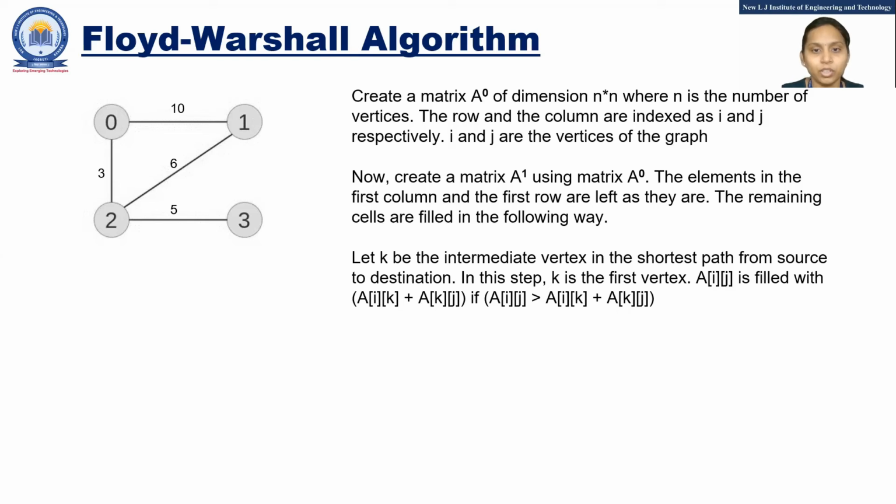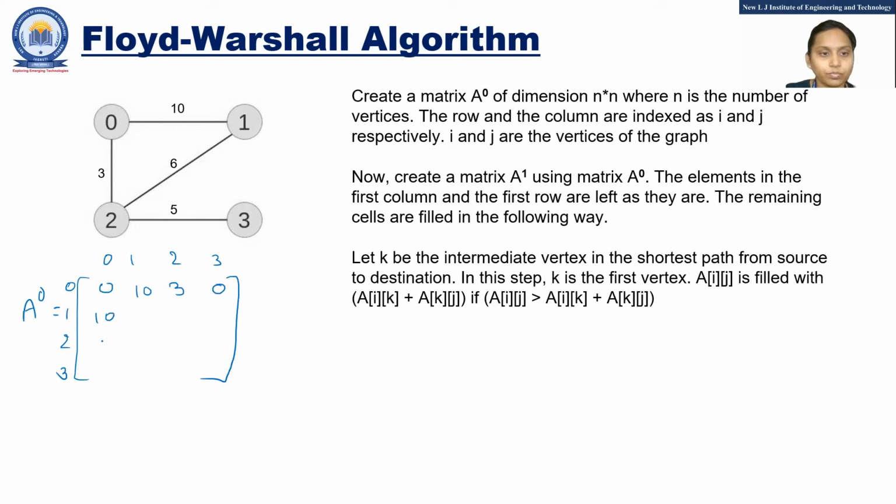Fine. Let's take this as an example and make A0. A0 means what? The original graph. Original graph means whatever you learned till now is A0. A0 means direct connections. 0 to 0, no connection. 0 to 1, 10. 0 to 2, 3. 0 to 3, 0. Right? Now 1 to 2, 6. And 1 to 3, no distance.